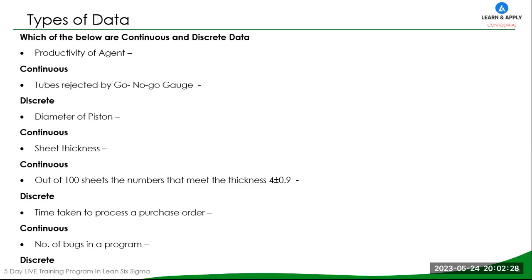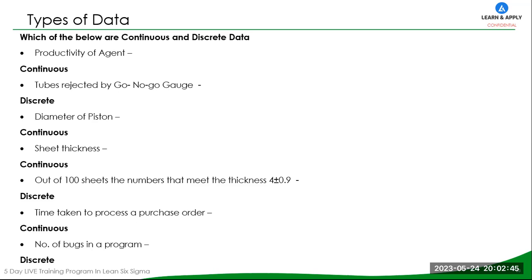And salary, sir? If you express salary in terms of paisa, it's continuous. But if you say I got a 50,000 salary, as a whole number, it's discrete data.